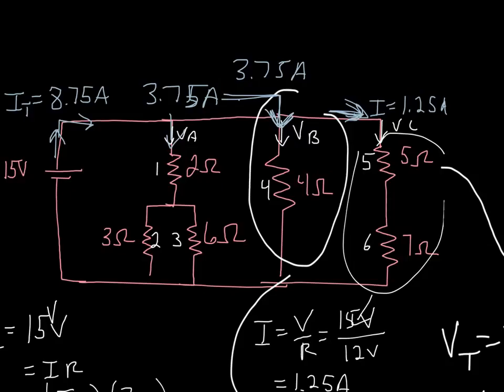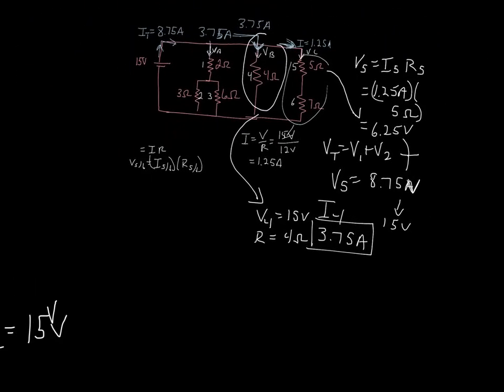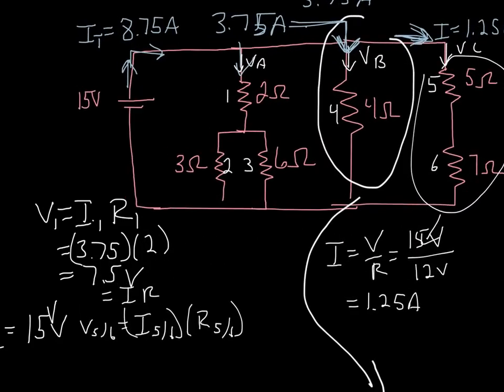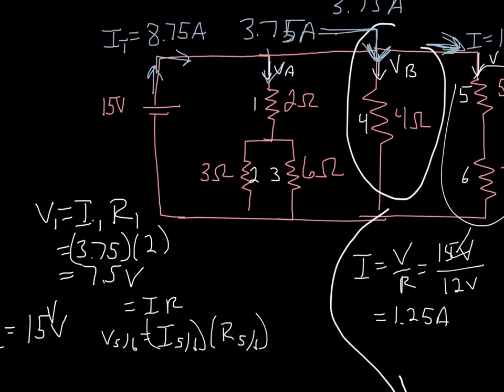Now if we know the current through A, we know that the current through resistor 1 is again 3.75 amps. And so we can calculate the voltage drop across resistor 1: V1 equals I1 times R1, which is 3.75 times 2, and that gives us a voltage drop across resistor 1 of 7.5 volts. That means the potential drop across these two, against the other two, then has to be the same, 7.5.